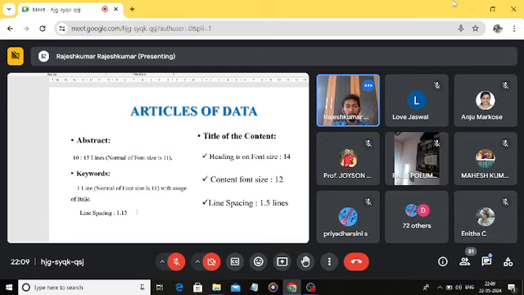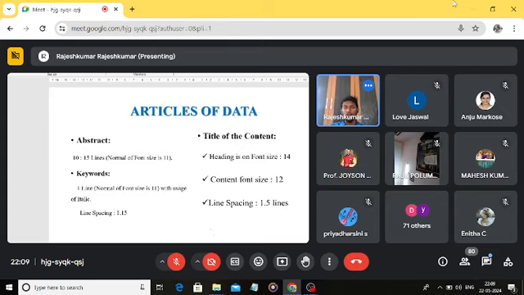Some people have been using 1.5 or 2.0 for the normal abstract and keywords, but the procedure for preparing the keywords and abstract in a journal is 10 to 50 lines for the abstract and one line for the keywords, prepared in font size 11. And the line spacing for the abstract and keywords will be 1.15.